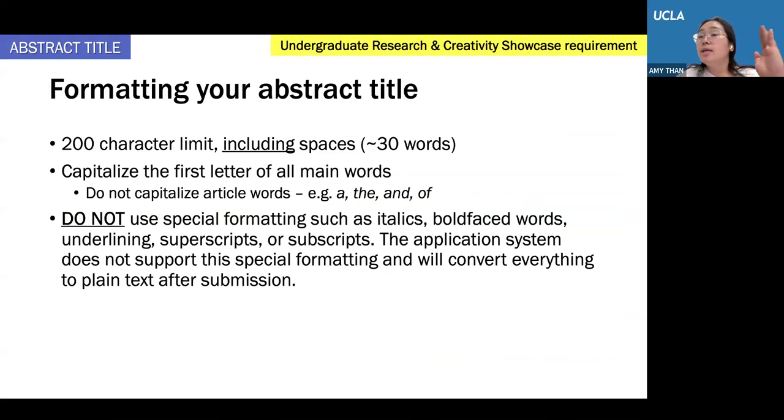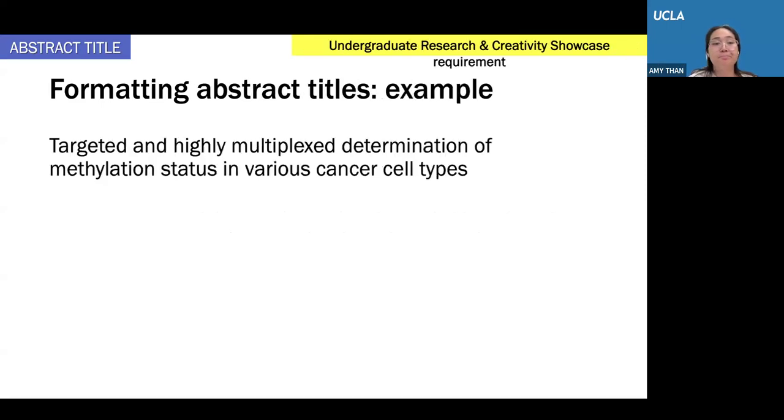So specifically for the undergrad research showcase at UCLA, there's a 200 character limit that includes spaces. So this is about 30 words for the title. You should capitalize the first letter of all the main words. Do not capitalize article words such as a, the, and don't use any special formatting such as italics, boldface words, underlining, superscripts, or subscripts. The application system does not support this special formatting and will convert anything that you put in as plain text before submission. So make sure it's plain text when you submit it.